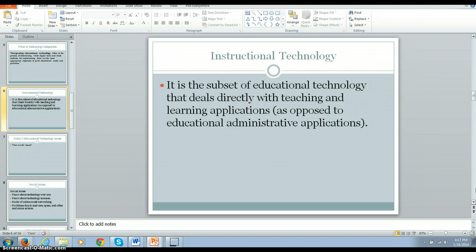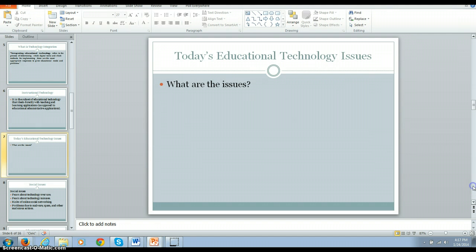Then the terminology, instructional technology, it is the subset of educational technology that deals directly with teaching and learning applications as opposed to educational administrative applications. So you have to know that when you're talking about instructional technology, it's about teaching, about the methods, not administrative purposes. It's coming again from the textbook.